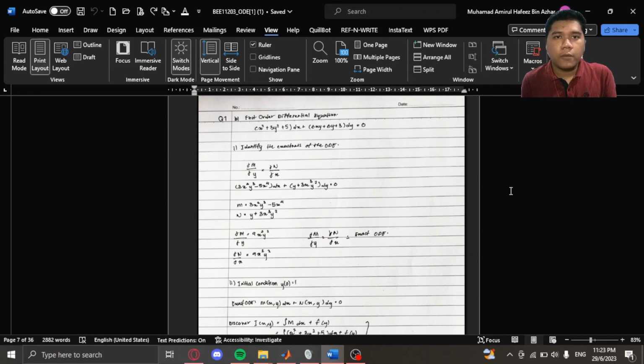And then we need to do the partial derivative of M over y and also N over x, and we can see that both partial derivatives yield 9x^2 y^2. Since both are equal to each other, this means that it is an exact ODE, or it can be solved using the exact method.